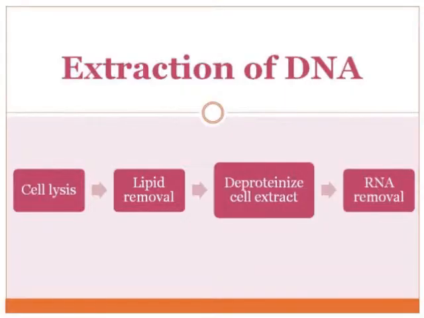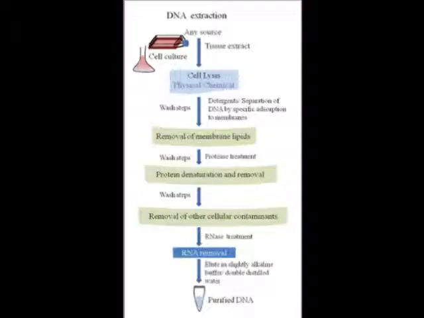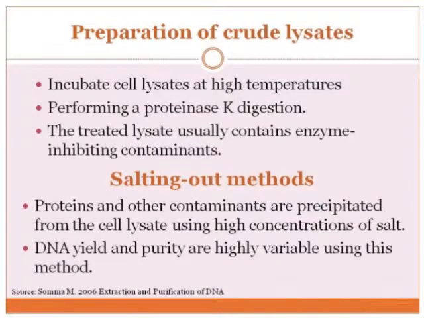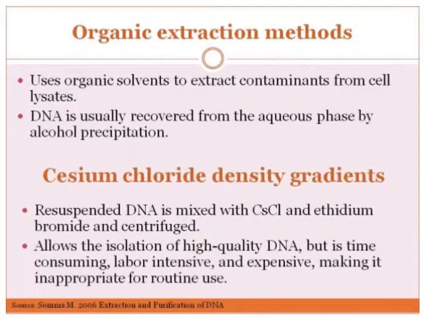So step 2, the preparation of vector DNA. To extract DNA, we need to lyse the cell, then remove the lipid. After that, deproteinize the cell extract, and lastly, remove the RNA as well. The diagram below shows the process of extraction, and on the other side there are 6 different types of methods to isolate the plasmid DNA. So take a look at each and every type of plasmid DNA isolation method.